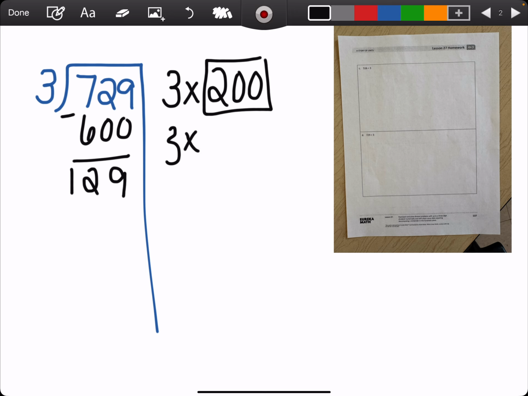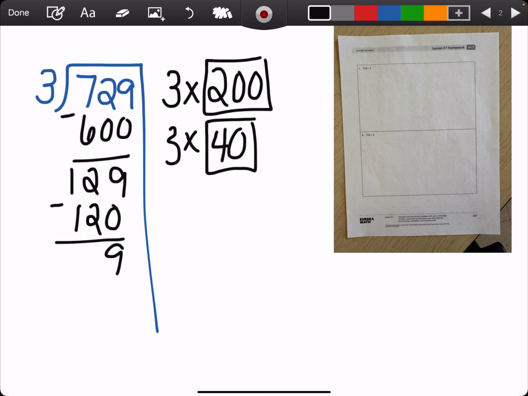All right. 3 times what? Well, 3 times 10 is only 30. That's pretty far away. So then I like to go right in the middle. 3 times 5. So 3 times 50 is 150. Now, that's too much. What about 3 times 40? 3 times 40 is 120. That works. And all I have left is 9. 3 times what? Oh, 3 times 3 will give me 9.